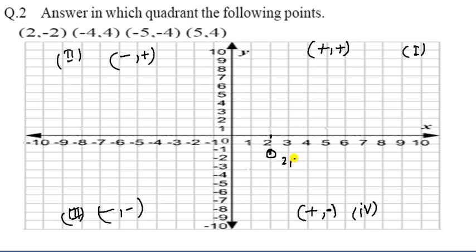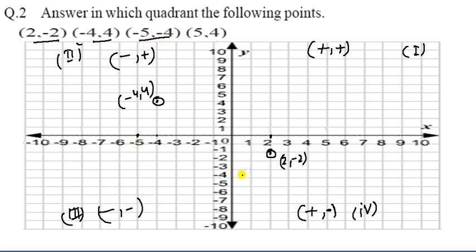So it is 1 and 2. Where is 2? It is 1 and 2. So you can write here it is 2, minus 2. So it will be in the fourth quadrant. Now come to the minus 4 and 4. Minus 4 is here and 4, that means the up part. So you can write here it is minus 4 and 4. So it is in your second quadrant.